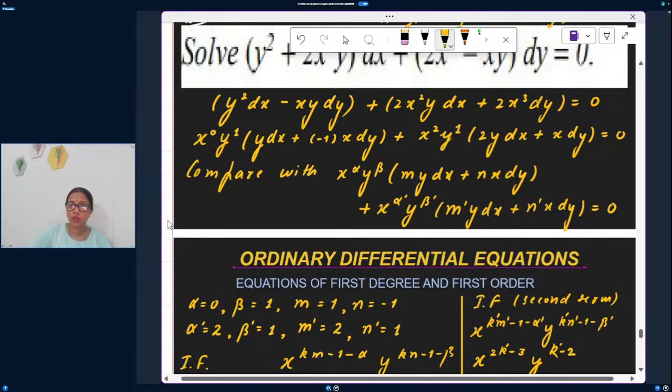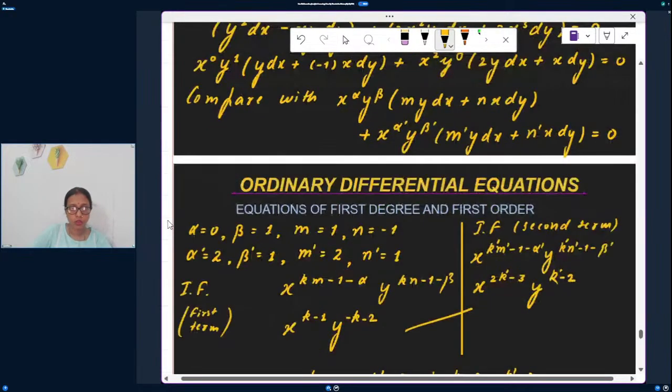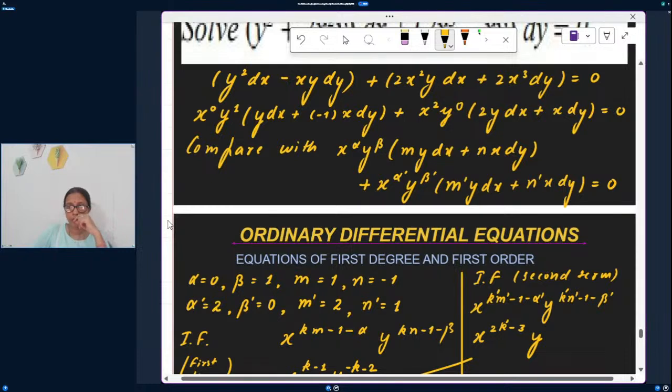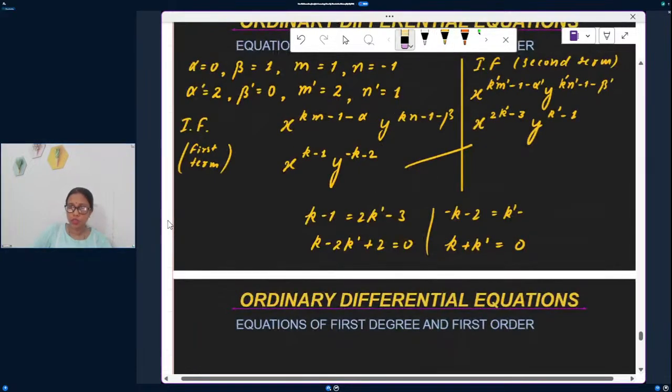No, no, y raised to power 0. Yes, this is 0. This will be K dash minus 1, K dash minus 1. Yes, now we can solve it. So it is K plus K dash plus 1 is equal to 0. Okay, solve them.